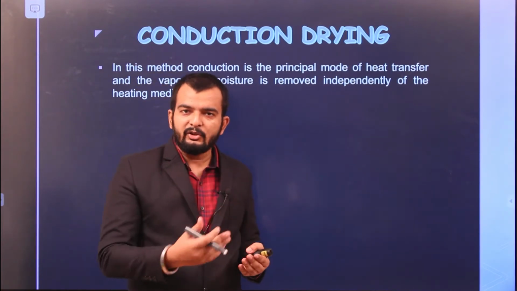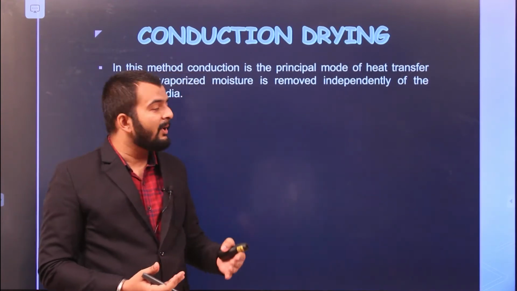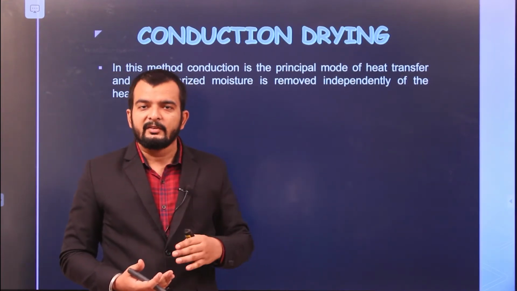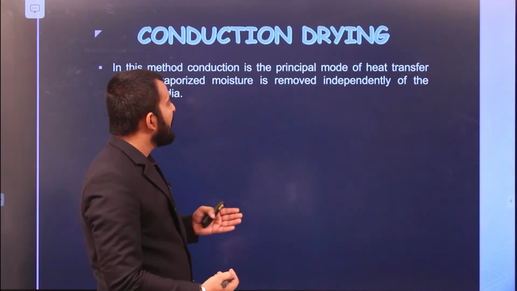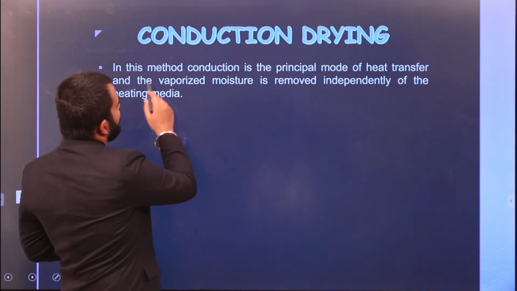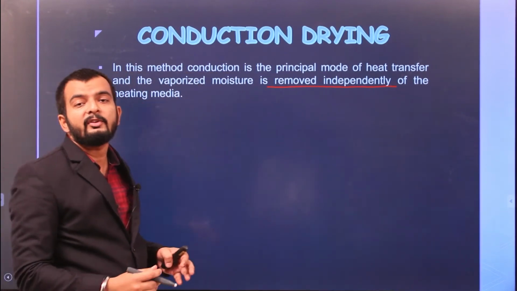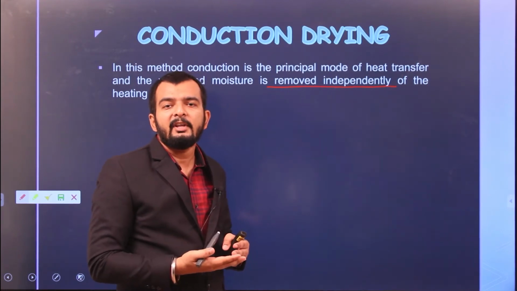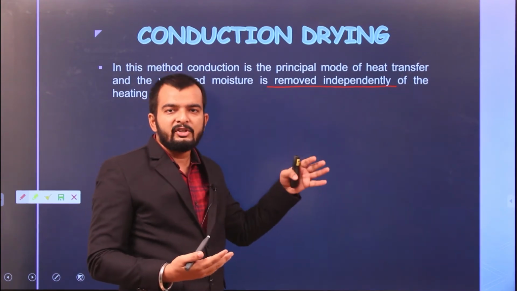Since the temperature of the grain rises, the temperature of the moisture in those grains rises, and a gradient is established between the surrounding air and the grains. So this moisture will get evaporated into the surrounding air. The removal of this moisture is independent of the mode of heat transfer. Suppose the drum or the metal with which the grains are in contact is getting heated by steam or some other method, the removal of moisture will still be independent.